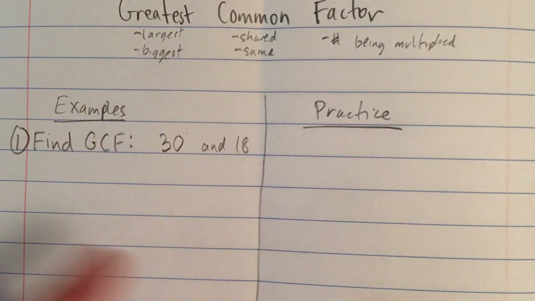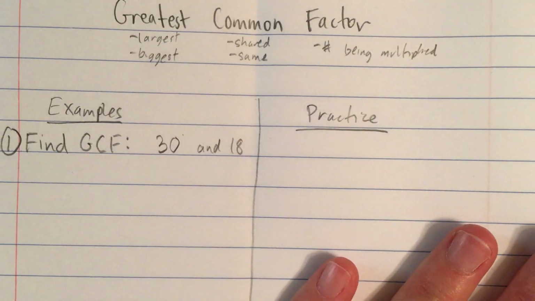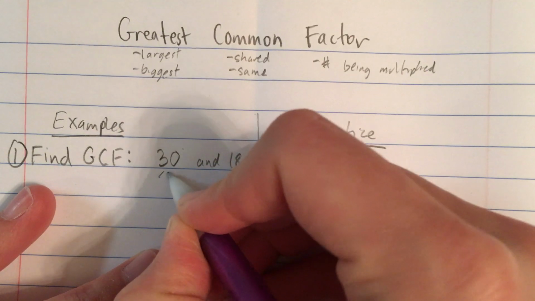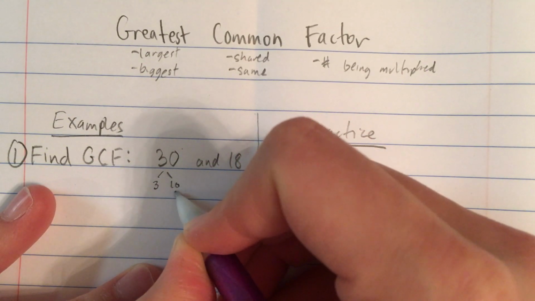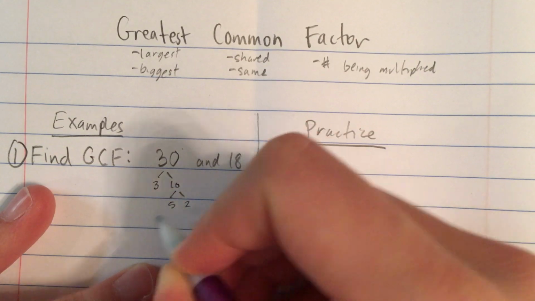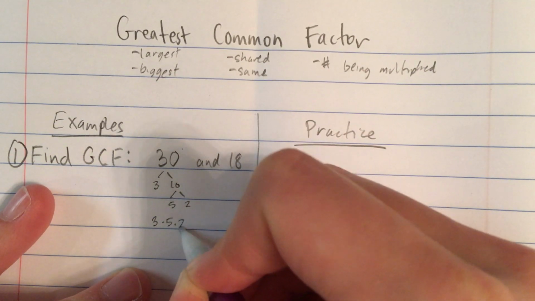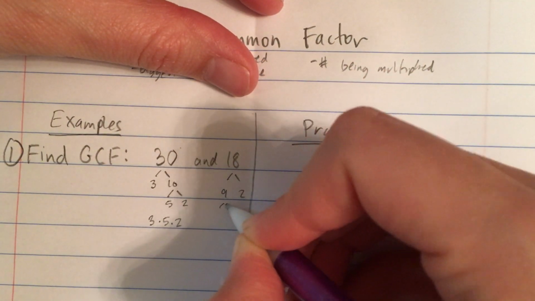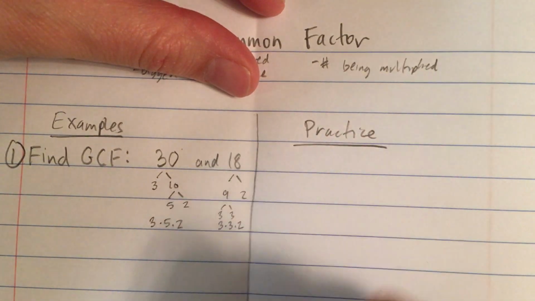Okay, so now for some of you, it may be something that sort of pops into your head, right? But what you can do if it doesn't just pop into your head is you can actually just use what you know about factoring. And if I were to factor this all the way down, so on 30, I would get 3 times 5 times 2, that's 30. And on 18, I would get 3 times 3 times 2, that's equal to 18.